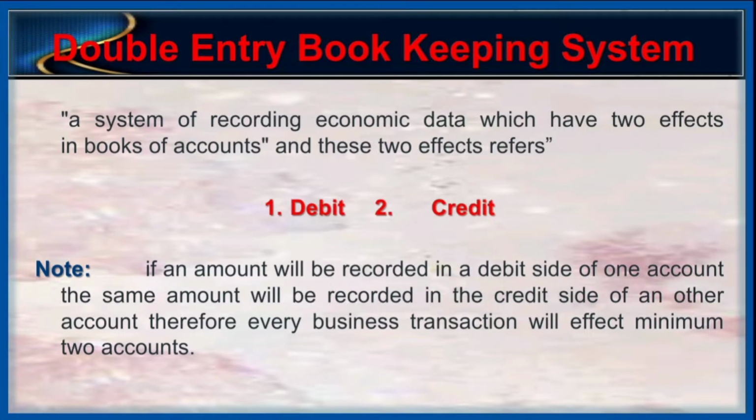Double entry bookkeeping system, a system of recording economic data which has two effects in books of accounts, and these two effects refer to number 1 debit and number 2 credit. Note, if an amount is recorded in the debit side of one account, the same amount will be recorded in the credit side of another account. Therefore, every business transaction will affect a minimum of 2 accounts.